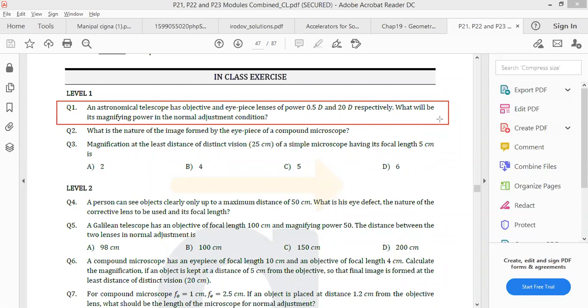Now try doing that first one, it will be quite easy. What is the answer for the first case? Question number 1.